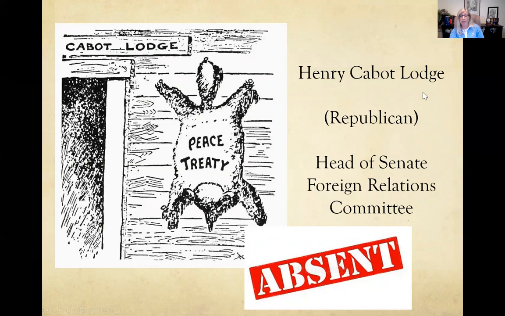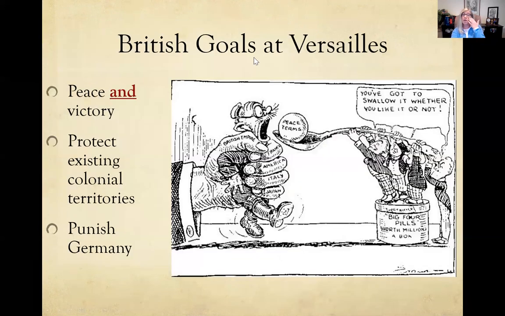And then again, the Republican, Henry Cabot Lodge, who was the head of the Foreign Relations Committee in the Senate, is not there. Now, if we think ahead, the president doesn't have the authority to sign a treaty with another country on his own. That has to be ratified by the Senate. So by not including Henry Cabot Lodge, the head of the Senate committee that would be responsible for pushing through the treaty, that was a huge political mistake on Wilson's part, because Lodge is going to be bitter about not being involved in the negotiations. Great Britain shows up with totally different goals than what Woodrow Wilson had. They want peace, sure, but they also want victory. They want Germany punished.